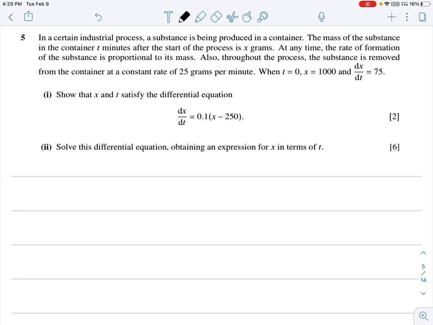In a certain industrial process, a substance is produced in a container. The mass of the substance in the container T minutes after the start of the process is X.